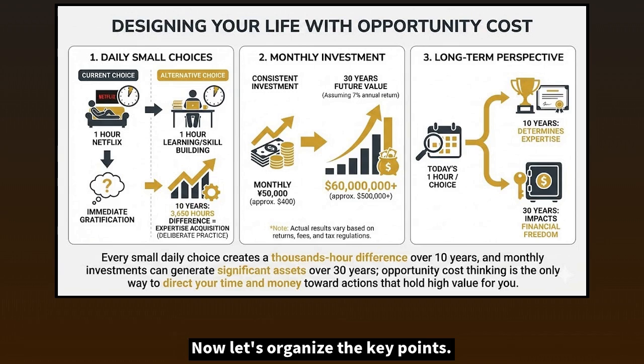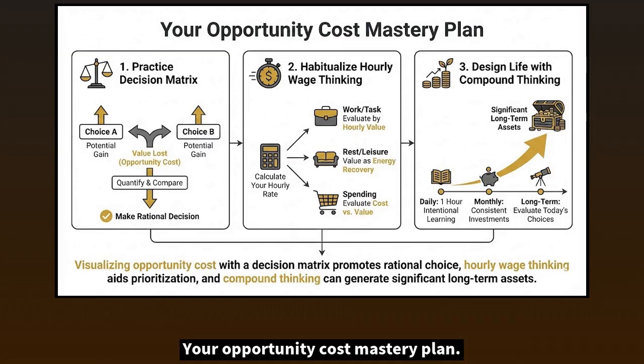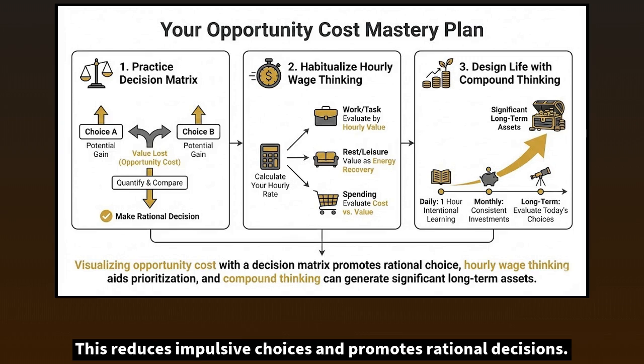Now let's organize the key points. Your opportunity cost mastery plan. First, practice the decision matrix. Clarify option A. Identify option B, the next best alternative. Quantify the lost value. Compare and decide. This reduces impulsive choices and promotes rational decisions.